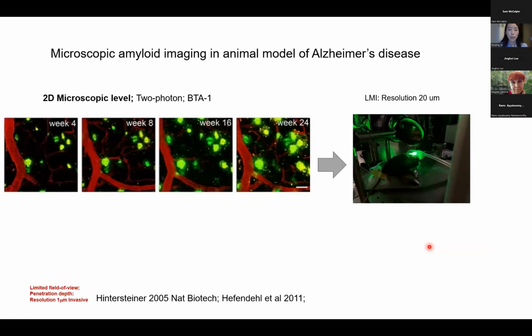For microscopic imaging, there has previously been a lot of study performed using two-photon imaging that monitors the accumulation and increase in size of amyloid plaques. And we used a method called large field of view imaging. Basically, the concept is to capture the whole hemisphere of the mouse brain without opening the skull.